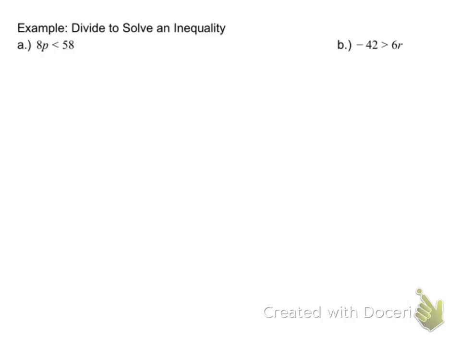There you go. Oh, that's what you're doing. So first I'm going to divide by 8 on both sides. So p is less than 7.25. Can you finish it off for us? Yeah, I got it.